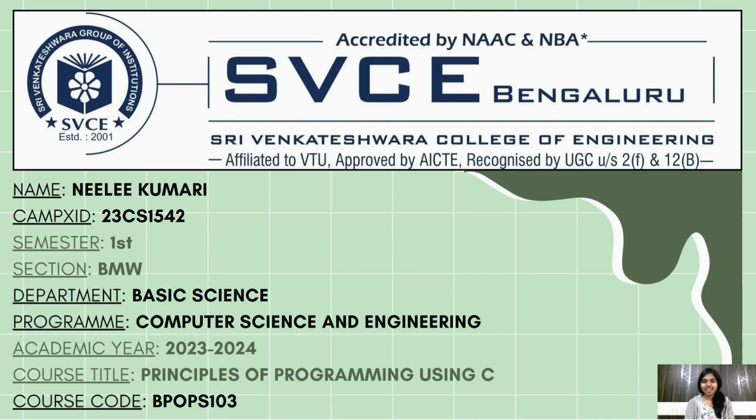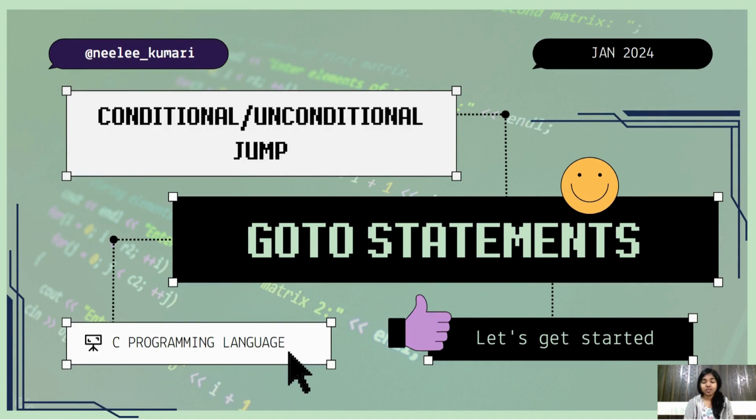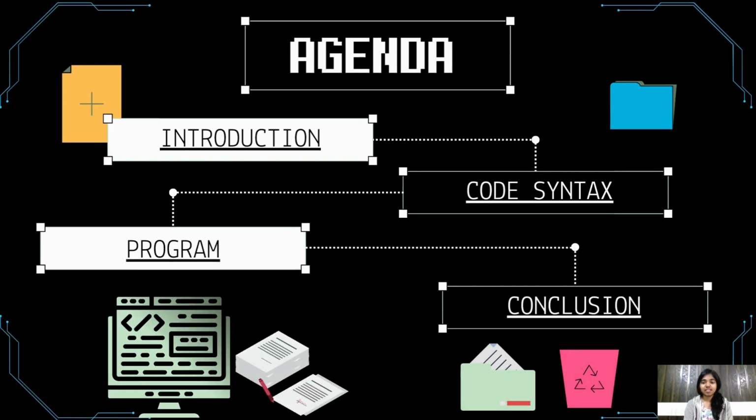I am Nidhi, a first year student pursuing my BE in Computer Science and Engineering at Sri Venkateswara College of Engineering, Bangalore. Today, in this video, we will explore the Goto statement in C programming language. So, we will first see the introduction of the Goto statement, then its syntax for writing the code. Also, we will write one program to understand it better. And lastly, we will go through the conclusion.